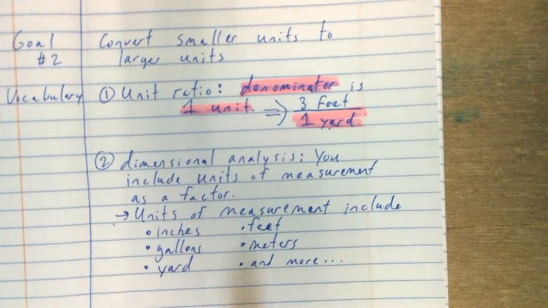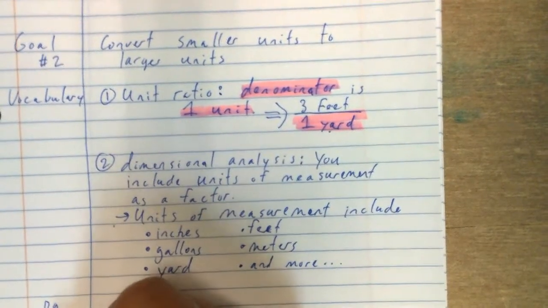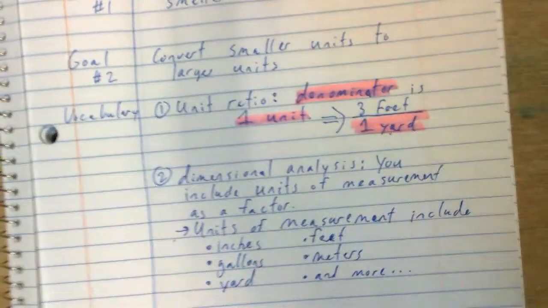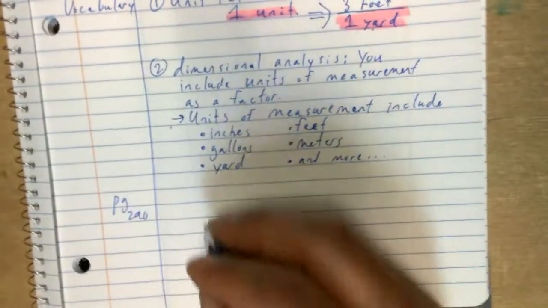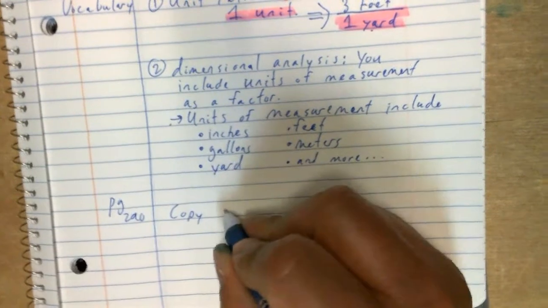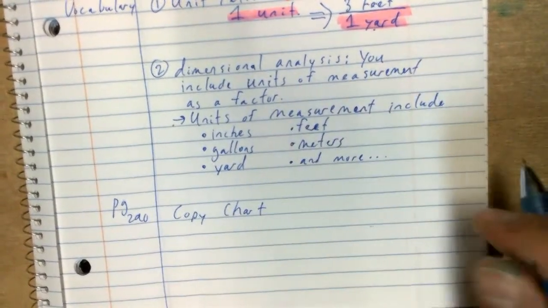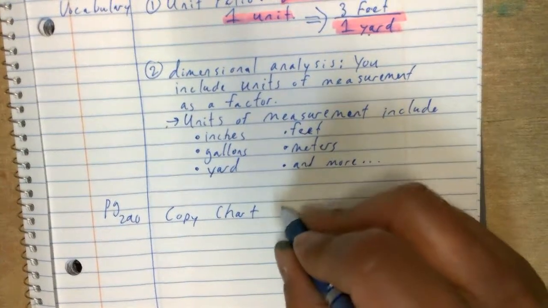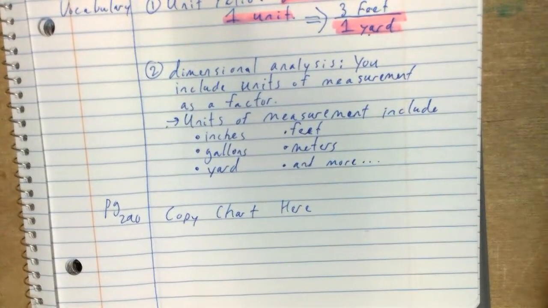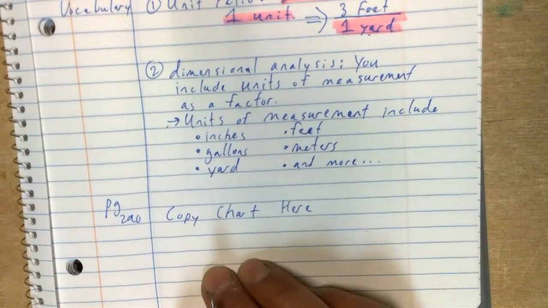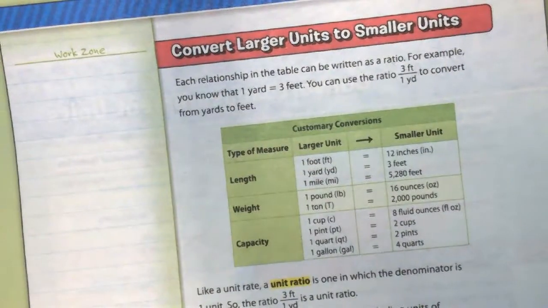If you notice on page 290, I will give you some advice. I'm not going to copy it here. You can copy it yourself. I suggest you copy that chart, and you might want to use a separate page. There are 3 main units to worry about: length, weight, and capacity. So we can zoom in on that. You have length, weight, and capacity.